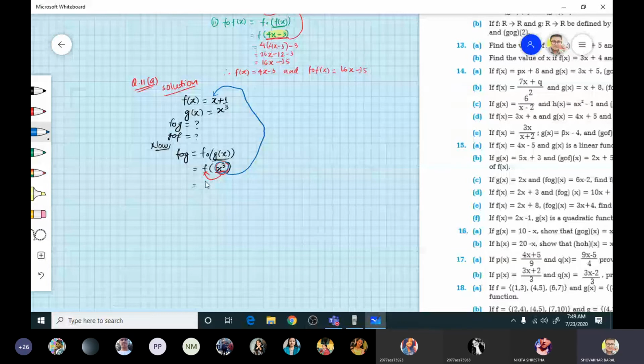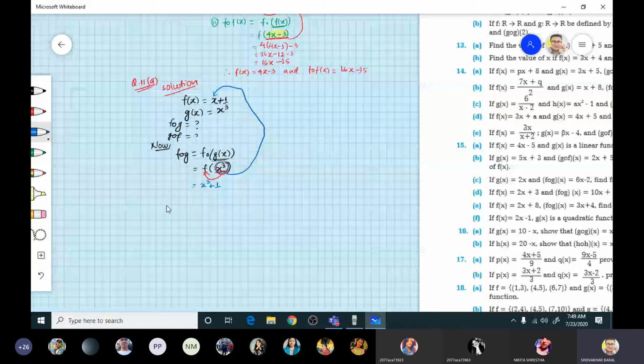Okay, so this is the x cube. Let me replace this here. So it will be x cube plus 1. So you got the value of f composite G. It is equals to f composite G is equals to x cube plus 1. You may find the question writing f composite G or simply f composite Gx. Both are same. You don't need to confuse there.